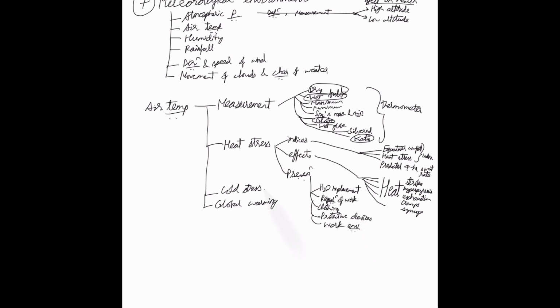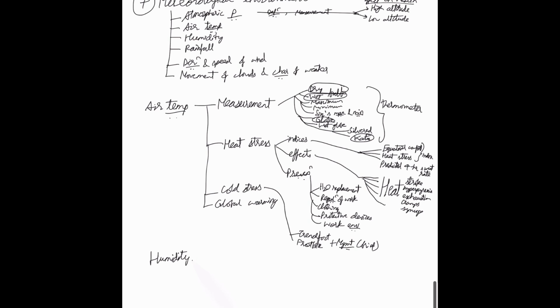Now, too much of cold is also not good. Too much of anything is bad. So we have cold stress, which can cause trench foot or frostbite, and a brief note on how we manage the two. We move on to discuss humidity. What is absolute humidity, relative humidity, and dew point humidity, and how do we measure humidity? We use a dry and wet bulb hygrometer, a sling psychrometer, and an Assmann psychrometer to measure the same.